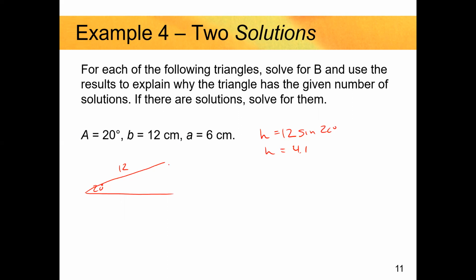In this case, I have 2 different triangles. I have a triangle that goes like this. There's my 6. I have another triangle that's going to go like this. Notice the 20 is still here. Notice the 12 is still here and the 6.